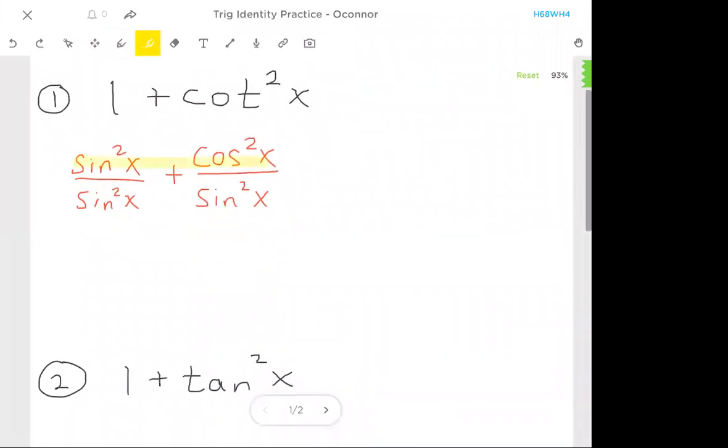Well, now I can combine the numerator. Sine squared plus cosine squared is 1. So I have 1 over sine squared x, which is cosecant squared x.